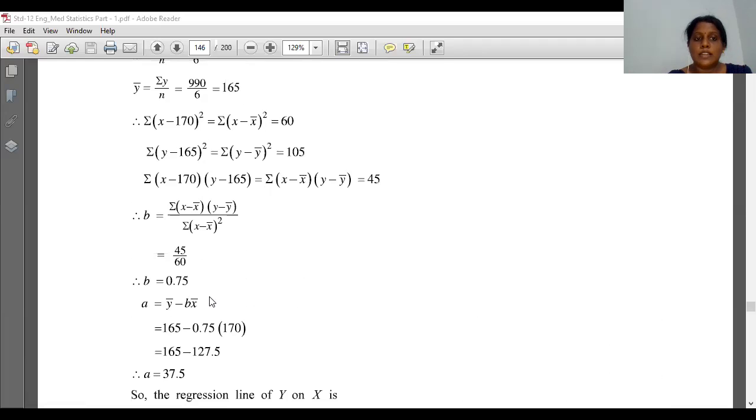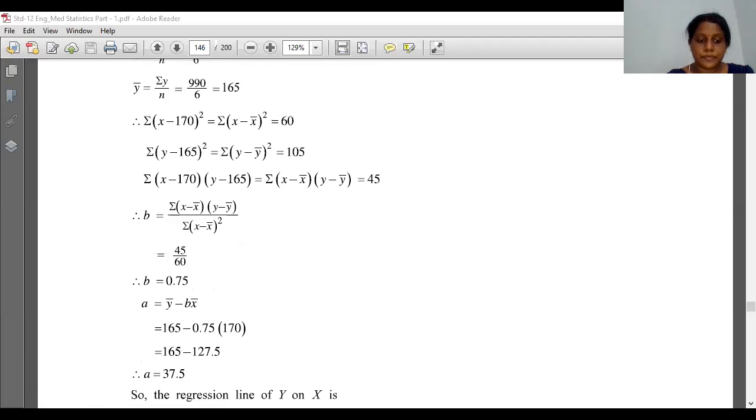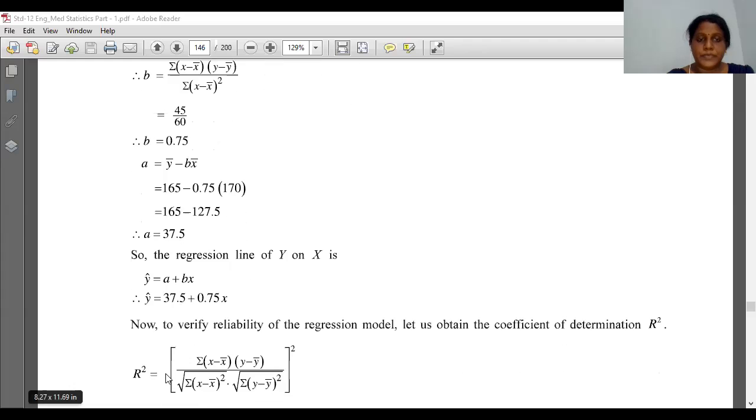Now see the question. Here it is said that obtain the regression line and also verify the reliability of the regression model. Verify the reliability means you have to find r square. Okay, you have to find r square. Regression model, reliability, these words when come, you have to find r square. So the r square is here the formula of regression model. Reliability of the regression model.